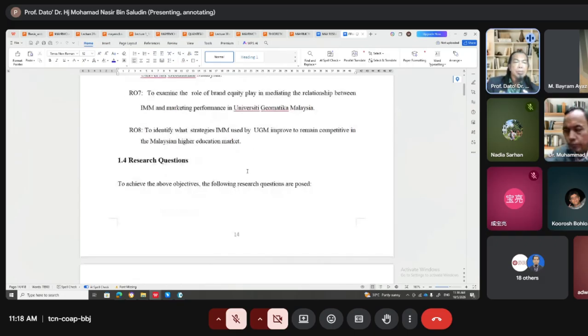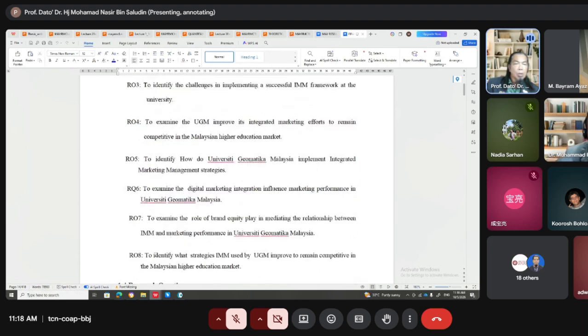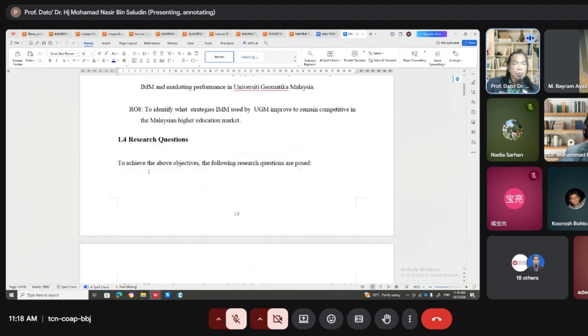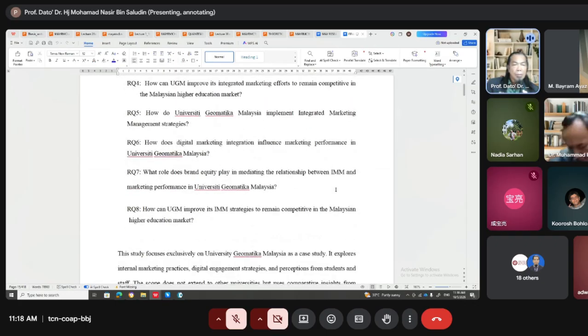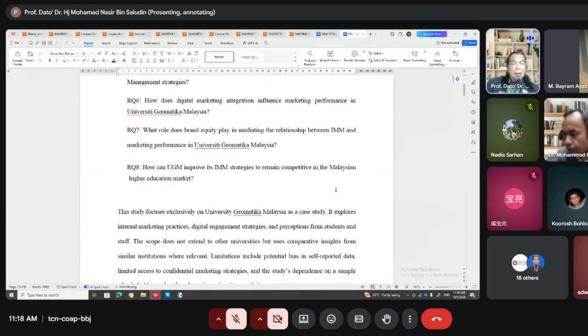And then followed by the research questions. These questions must be congruent and parallel with the research objectives, to achieve both objectives. The following research questions are posed. What are the current integrated marketing management strategies adopted by the university? You must answer this one. All the research questions you must answer. You have eight answers.